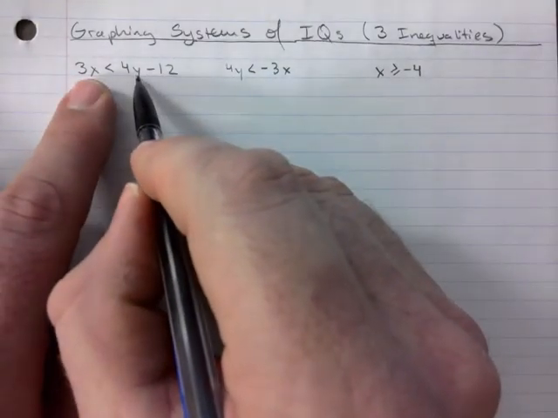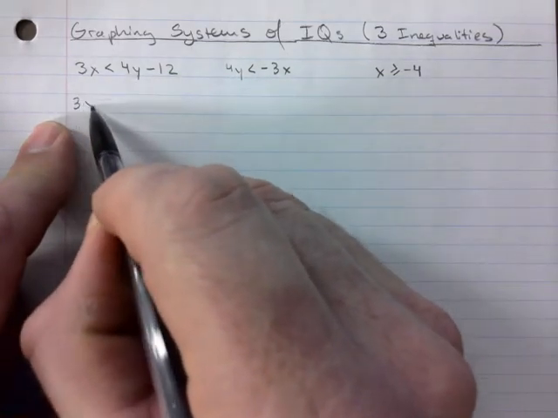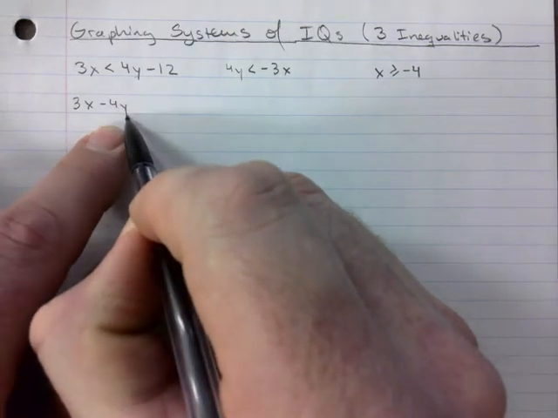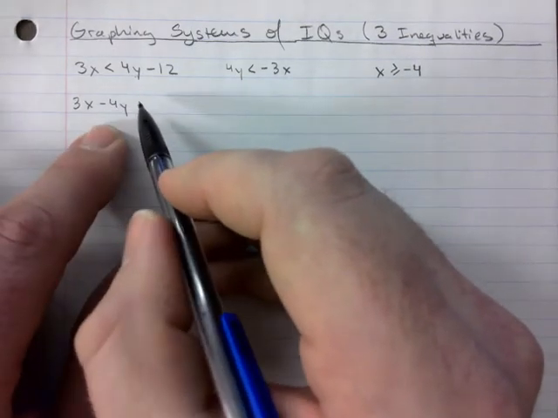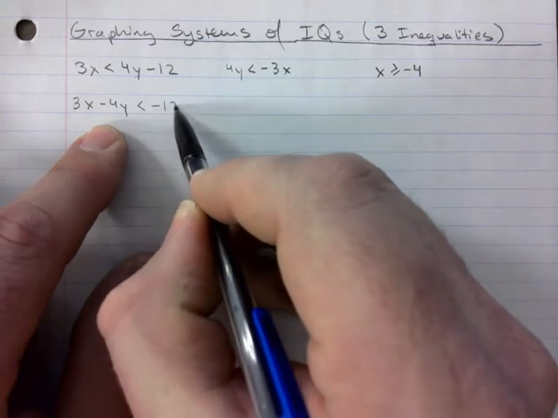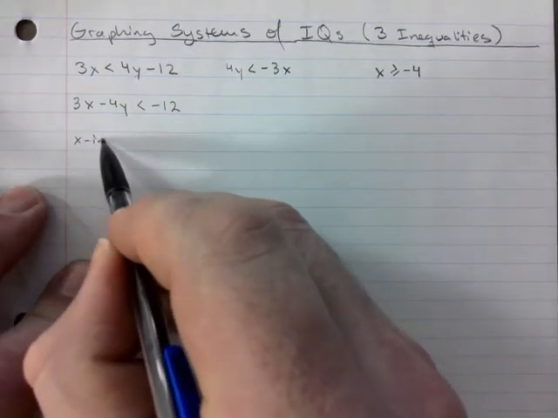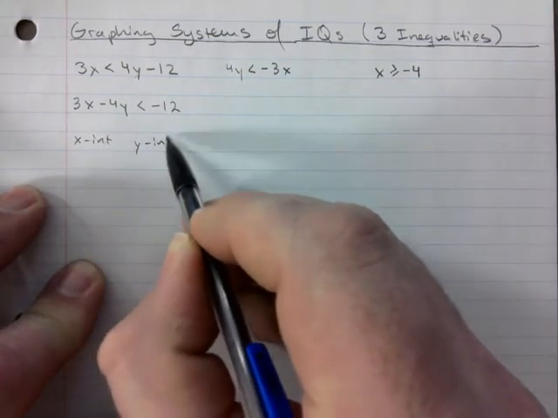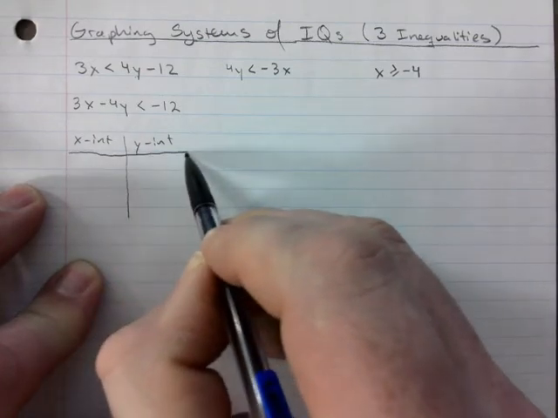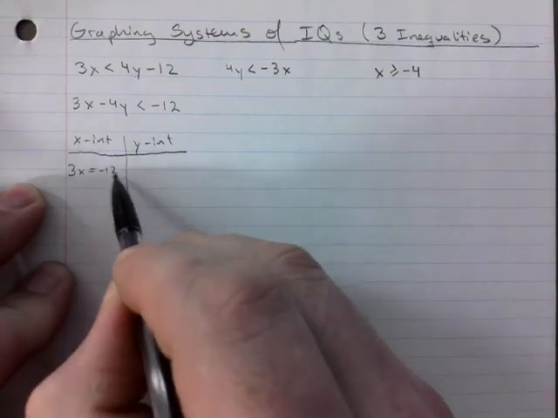So this one here, I'm going to start with that one. I want it to look like this. 3x, I'm bringing the 4y over just for a bit, and then I'll rewrite it later, and it's going to be less than negative 12. And let's go ahead and find the intercepts just like we've always done. Sometimes they're whole numbers, sometimes they're decimals, not a big deal. 3x is equal to negative 12.